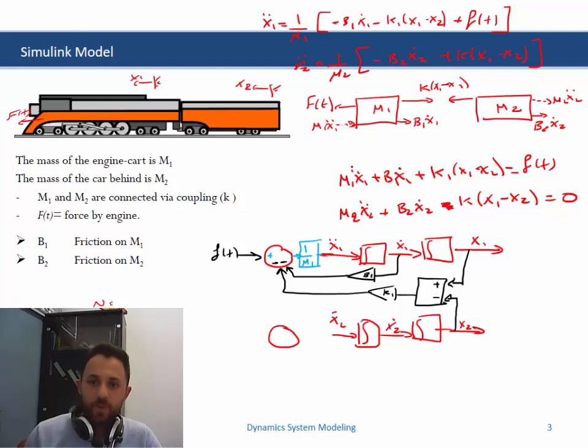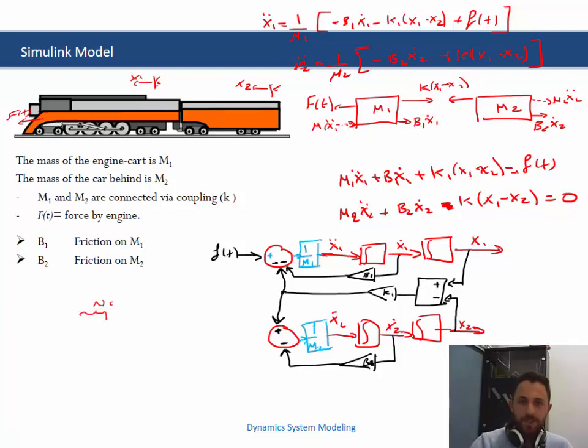We have minus p2 x2 dot plus k(x1 minus x2). We can get this term directly, plus, and those two elements are multiplied by 1 over m2.